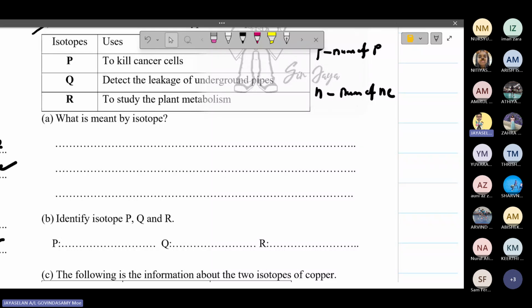Atoms of same element that have same number of protons but different number of neutrons. Different number of neutron. Perfect, 1 mark. Cobalt 60, 1 mark. Q, sodium 24, 1 mark. Okay, R, phosphorus 32, 1 mark. Calculation, how you do?